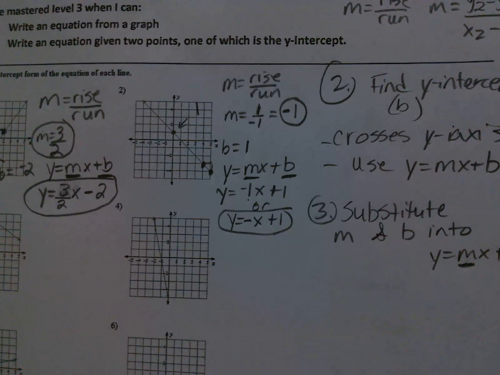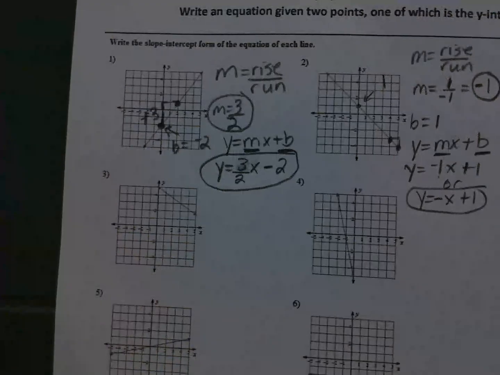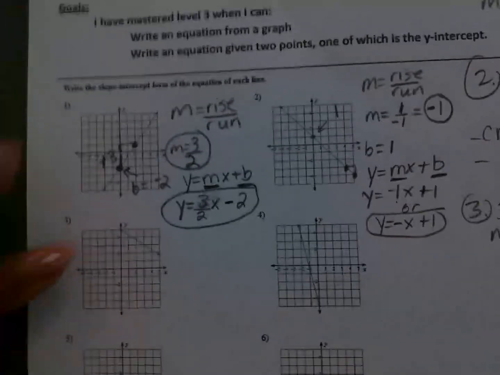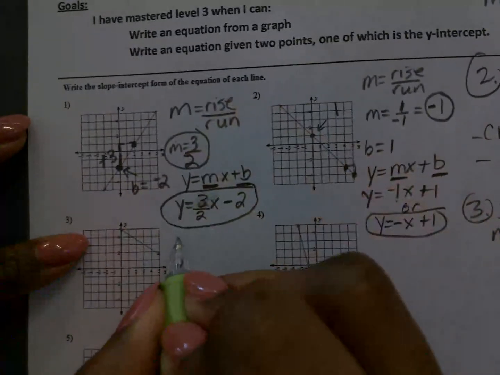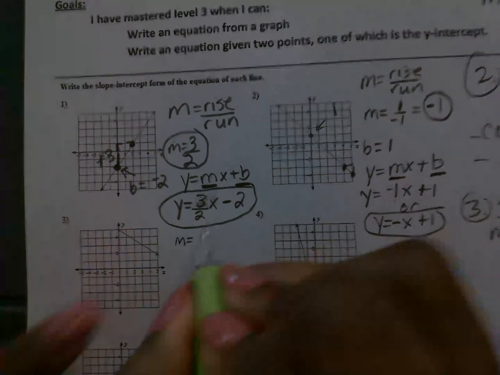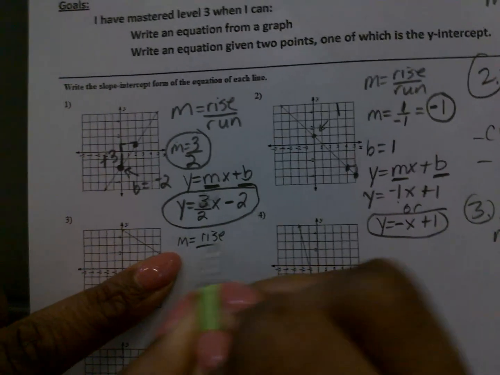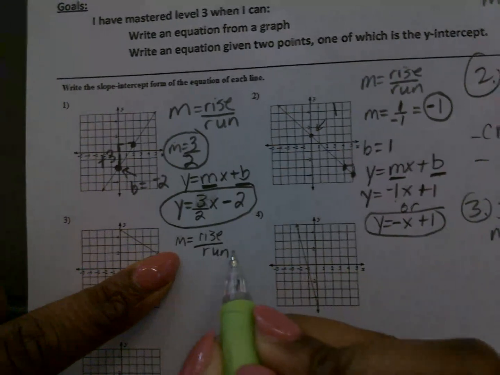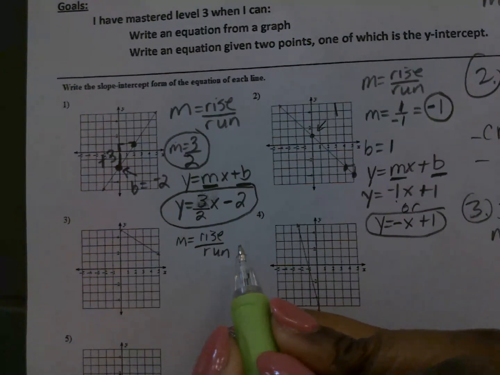Please write. I'm going to set the timer again. Do number 3. Let's look at this one. We have to find our m first. Table 1, please listen, because y'all remember you didn't get anything. I gave us plenty of time.